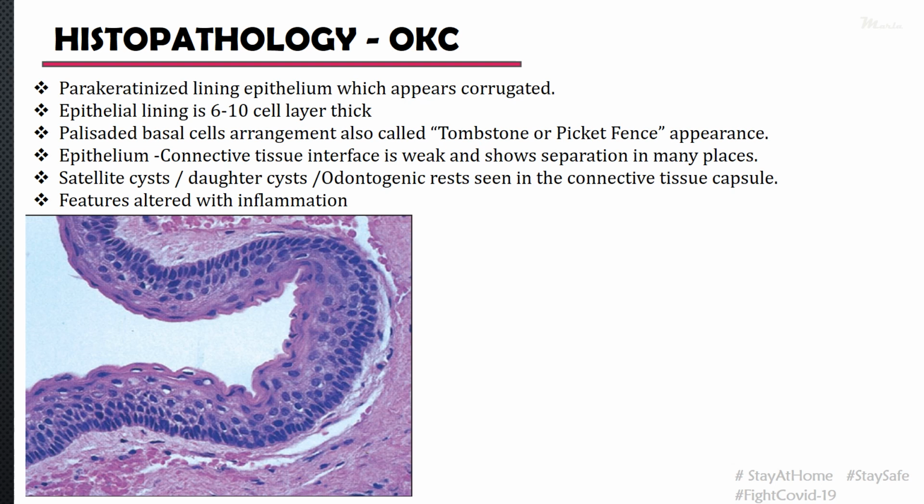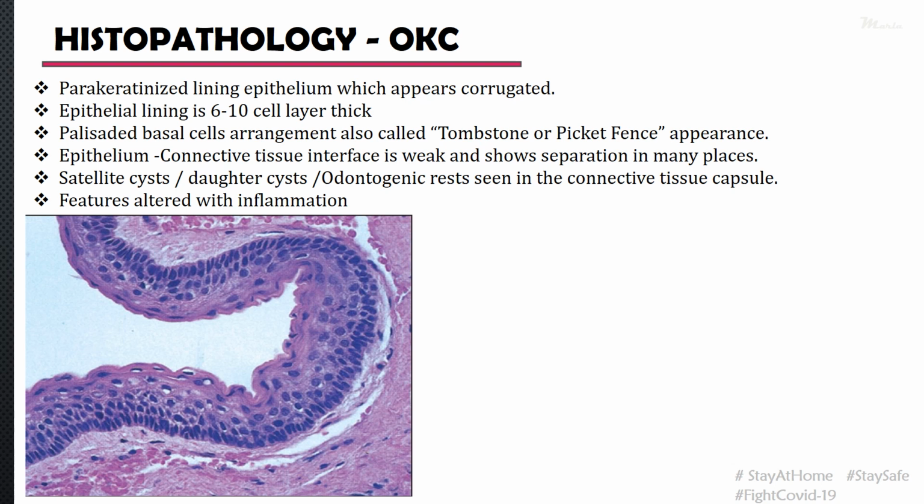Histopathological evaluation of an odontogenic keratocyst will reveal certain features. The cystic lining is composed of parakeratinized stratified squamous epithelium. The lining is 6 to 10 cell layers thick. The basal cells show a characteristic tombstone or picket fence appearance. The interface between the epithelium and connective tissue is weak. Daughter cysts or satellite cysts may be seen within the capsule. These features may be altered with inflammation.